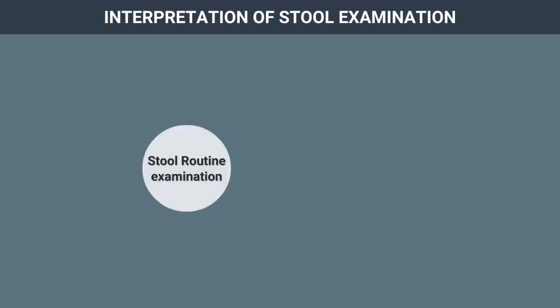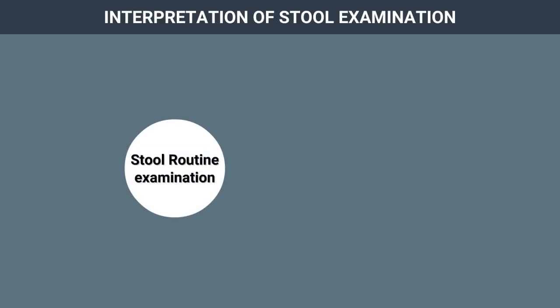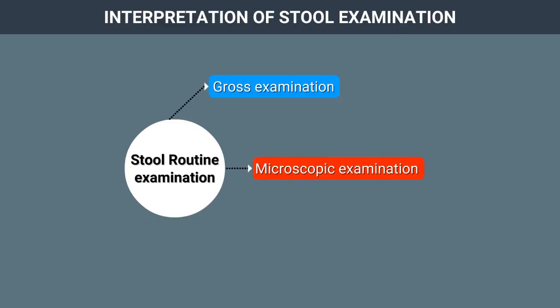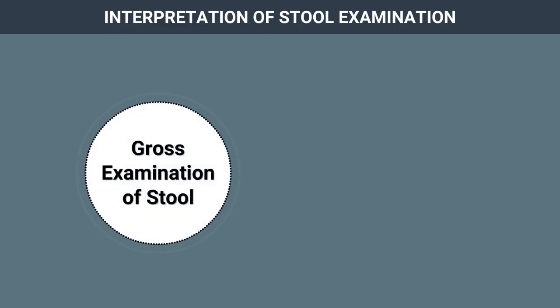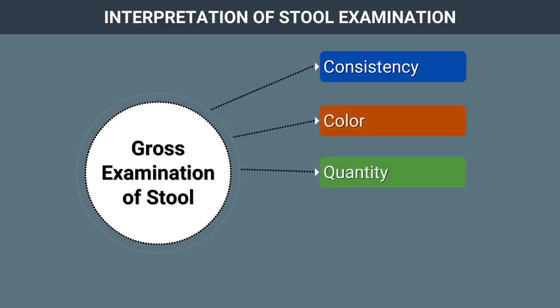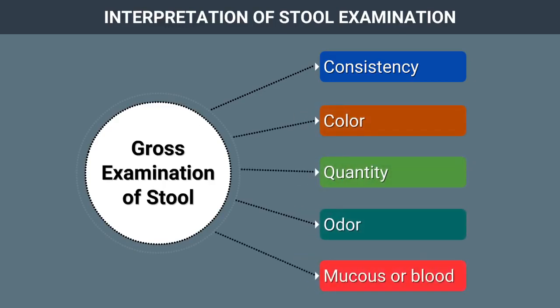Interpretation of stool examination. Stool routine examination includes gross examination, microscopic examination, and chemical examination when indicated. Gross examination of stool includes consistency, color, quantity, odor, and presence of mucus or blood.